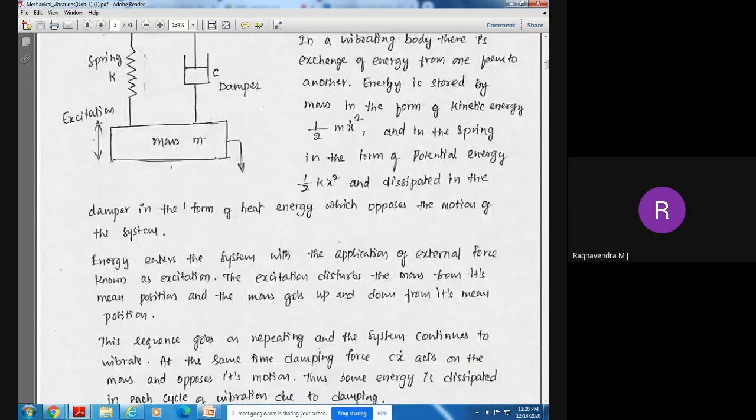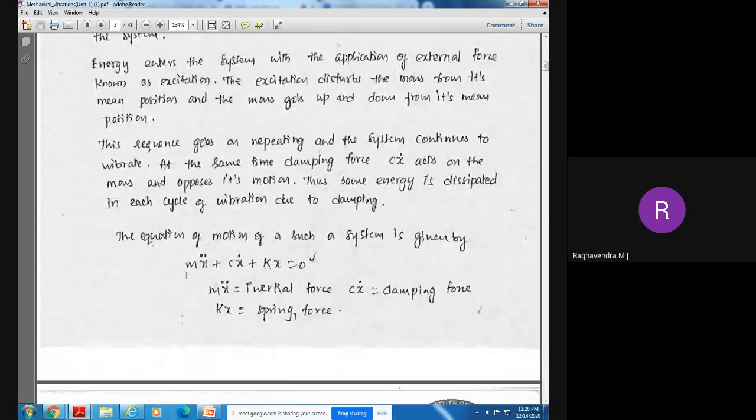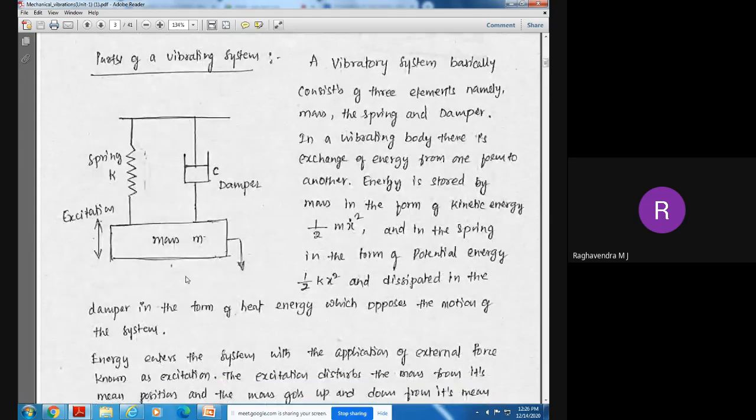So now come to the equation. Before going to the equation, energy is stored by the mass in the form of kinetic energy. So the mass will have some energy in the form of kinetic energy, that is half m x dot square. X dot is the velocity. And in the spring, energy is stored in the form of potential energy, half k x square. K is the spring constant, x is the amplitude. This is a linear displacement.